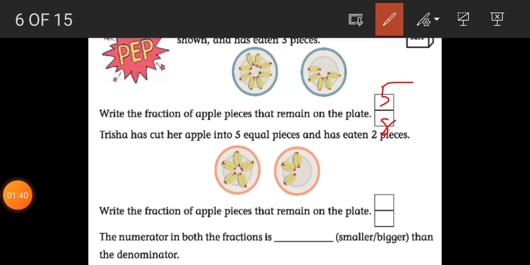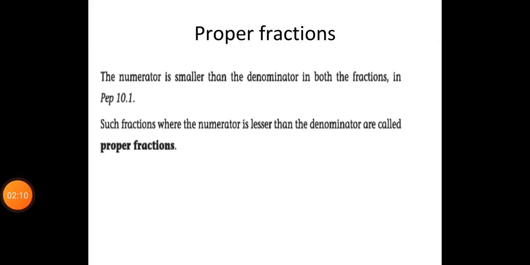Trisha has cut an apple into 5 equal pieces and has eaten 2 pieces. Write the fraction of apple pieces that remain on the plate. Can you tell me? Yes, it is 3 by 5. Very good. The numerator in both the fractions is smaller than the denominator.